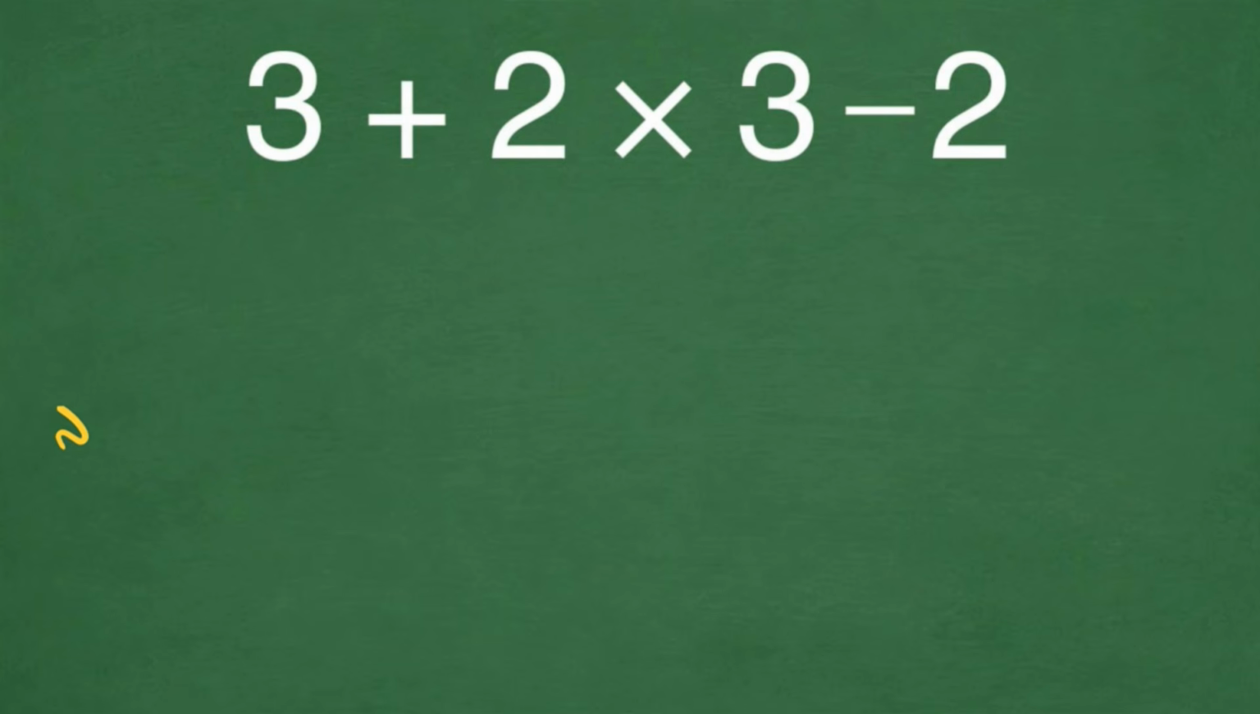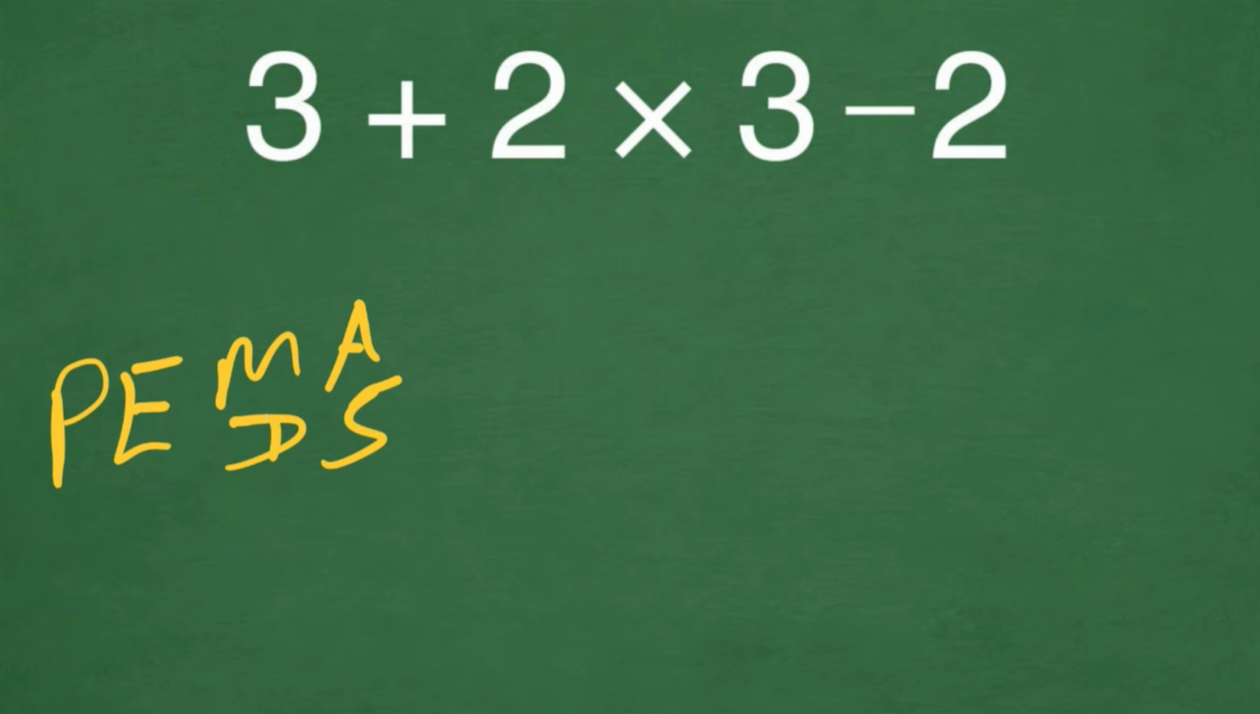I'm going to write the PEMDAS here. So P stands for parentheses, E stands for exponent, M and D stand for multiplication and division, A and S stand for addition and subtraction.